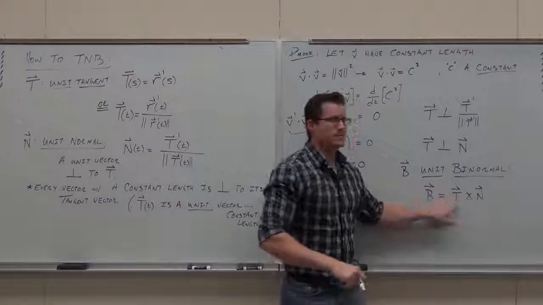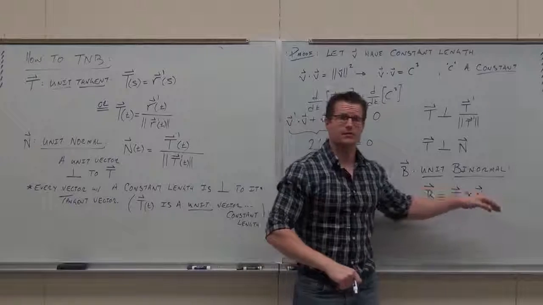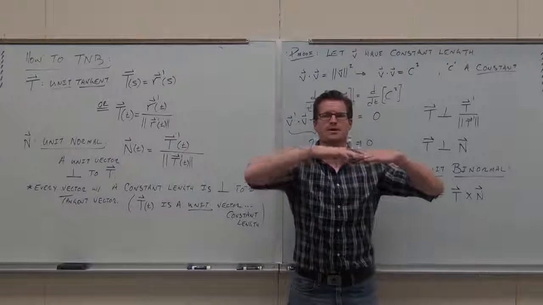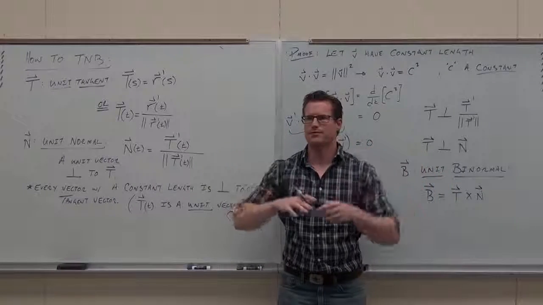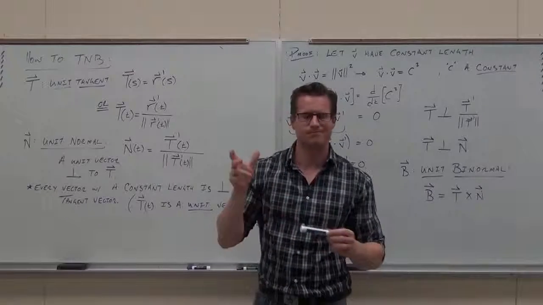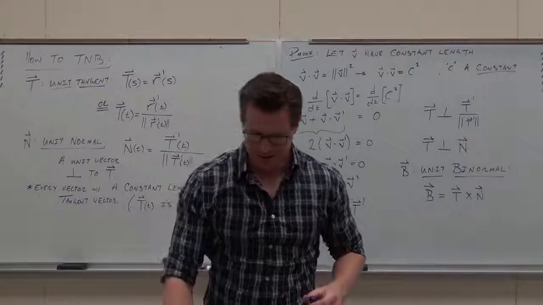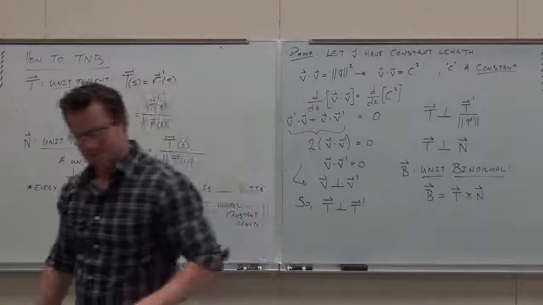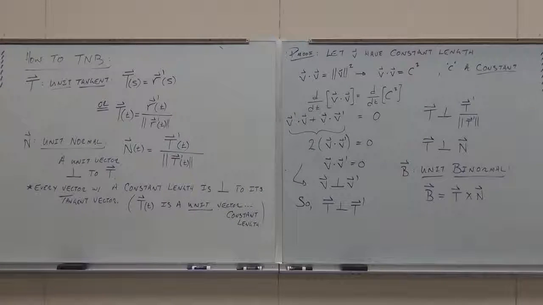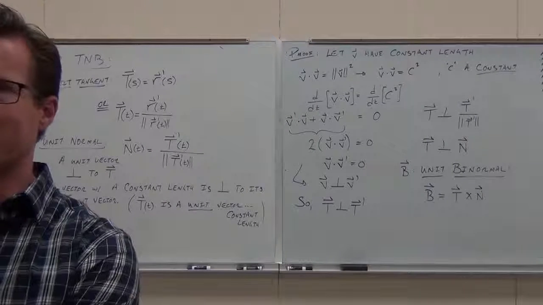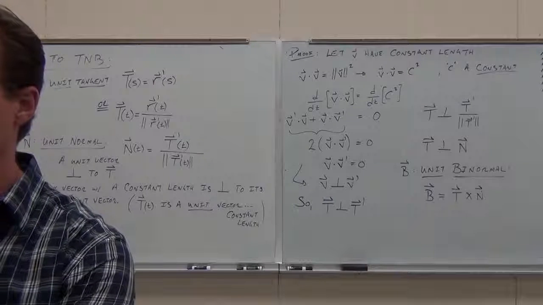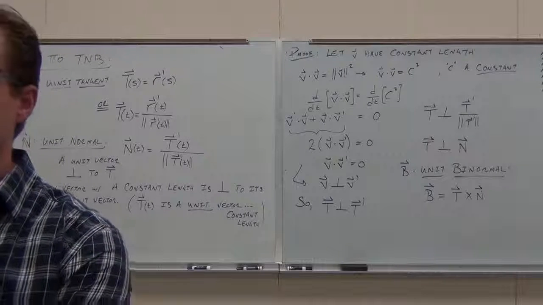So t is orthogonal to n. If I cross product t and n, we get b, which is orthogonal to both of them. We have this mutually orthogonal system that moves through space. That's the nature of the cross product. Did this make sense, actually, to what we're talking about? Yes. Okay. Any questions?